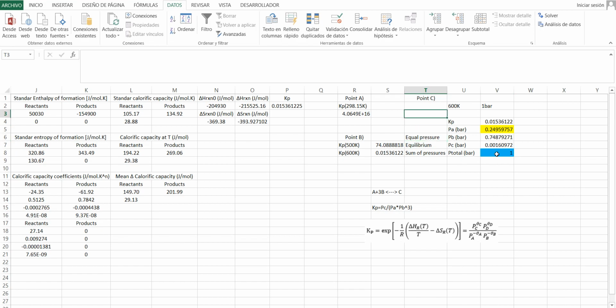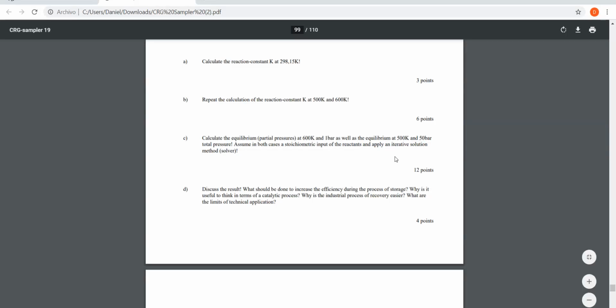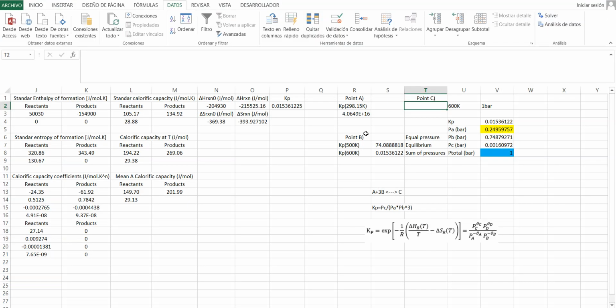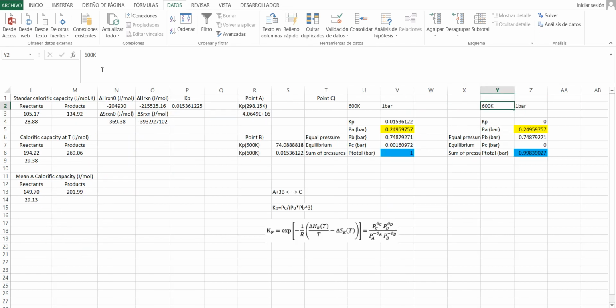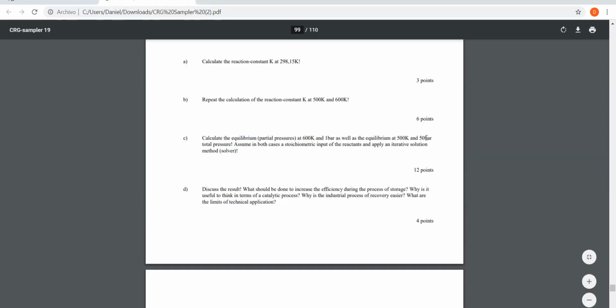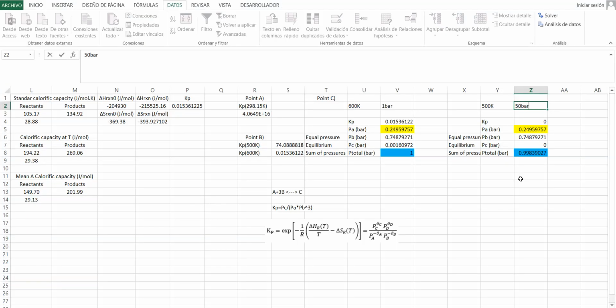But the problem also says that we need to calculate this at 500 Kelvin and 50 bar. So we just use the same procedure. I'm just going to copy and paste it. But this time it's not at 600K, but at 500K. And it's at, as we can read here, 50 bar. The Kp in this case is this one, 74. We don't know the initial value of the partial pressure, so let's say it's 1 for now.